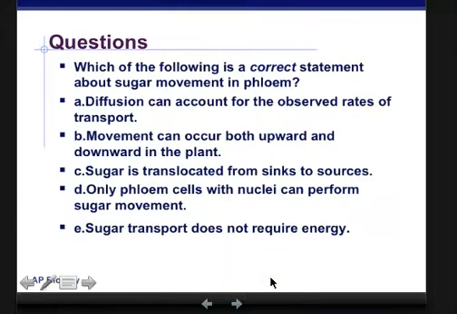Which of the following is a correct statement about sugar movement in phloem? A, diffusion can account for the observed rates of transport. B, movement can occur both upward and downward in a plant. C, sugar is translocated from sinks to sources. D, only phloem cells with nuclei can perform sugar movement. E, sugar transport does not require energy. Pause now. Okay, the answer is B. So that's the only one that's true here.